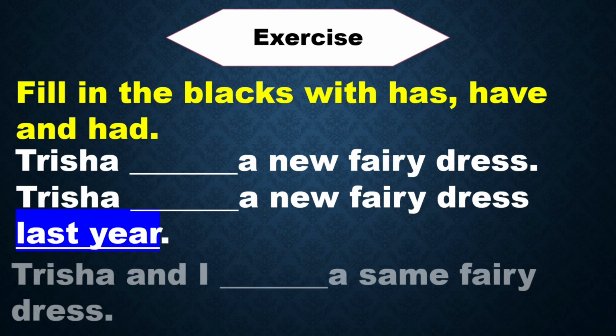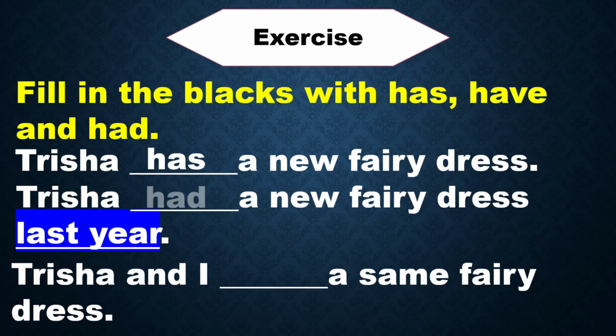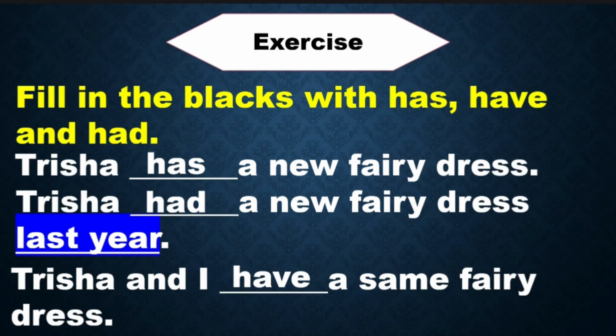So now think about the tenses and then you can fill in the blanks. Trisha dash a new fairy dress. Trisha is a singular. So what we can use, and it is about present tense. We have used has. Second is about past tense. So we have used had. And third one is about present tense, but it is plural. Trisha and I. So we have to use have. Read all the sentences again so that you can better understand.